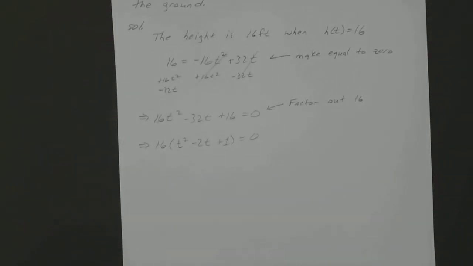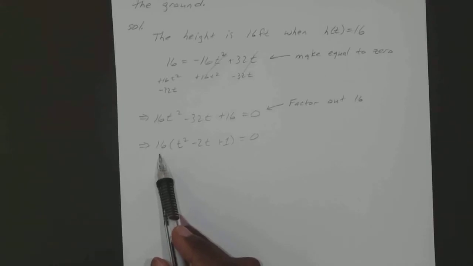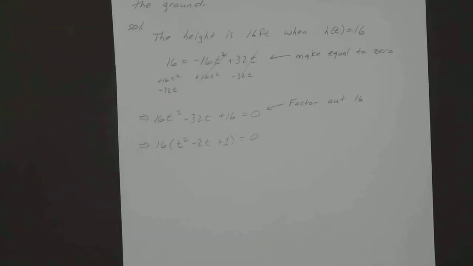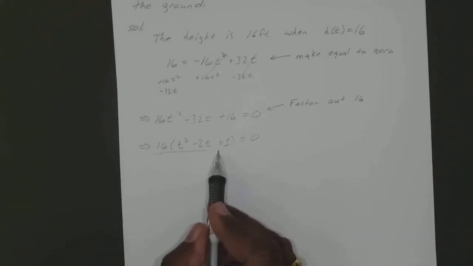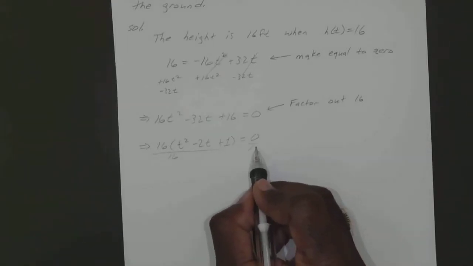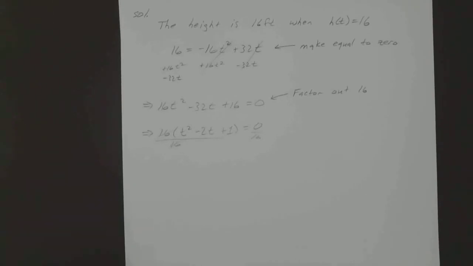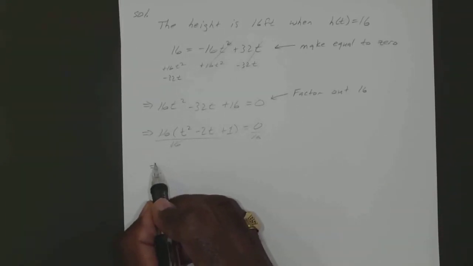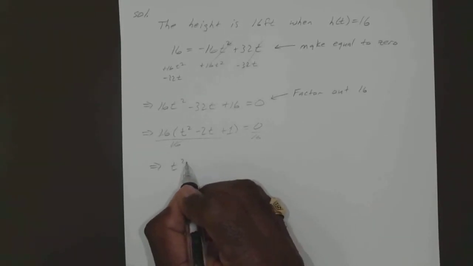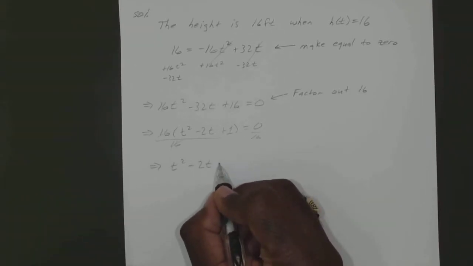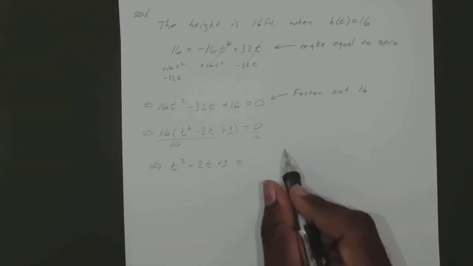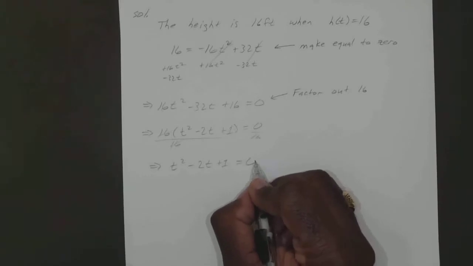Okay. So since we just factored out a number and didn't factor out a variable with it, we divide both sides by 16, we can get rid of that one. Those two cancel out. So we end up with t squared minus 2t plus 1. 0 divided by anything is just going to be 0.